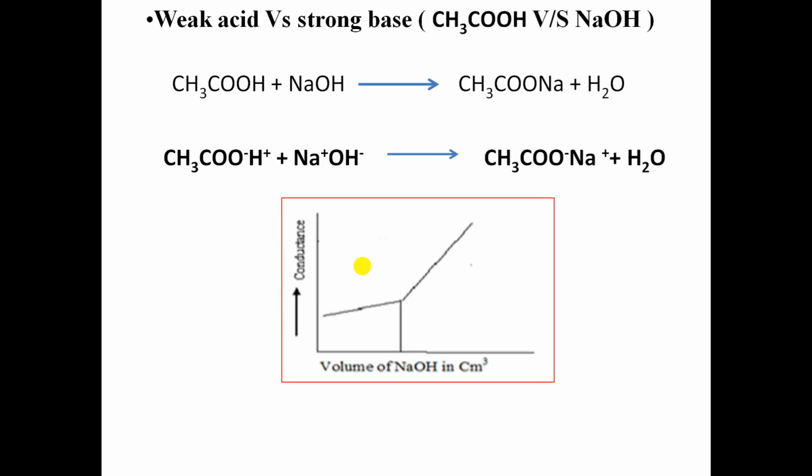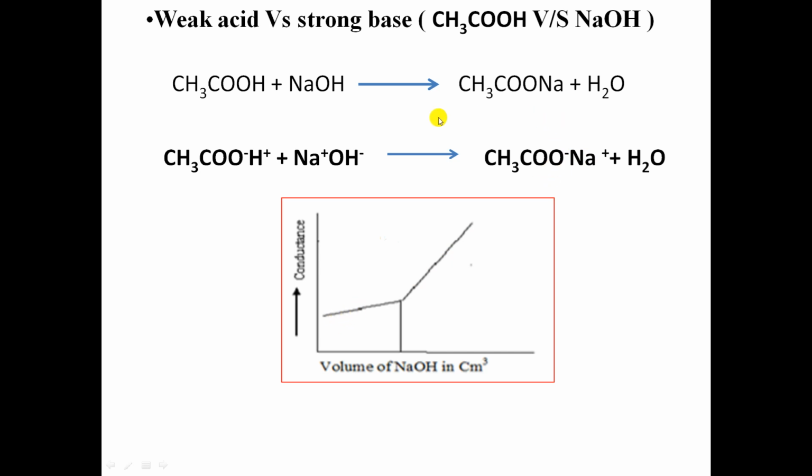Next application of conductometric titration is weak acid versus strong base. Here the weak acid is acetic acid, which dissociates partially and produces a small amount of H plus ion. When we add NaOH to the solution, it produces sodium acetate. Initially, the H plus ion concentration is low, and that H plus ion is replaced by the low mobility Na plus ion. Because the ion concentration is low, it shows low conductivity at the initial point.